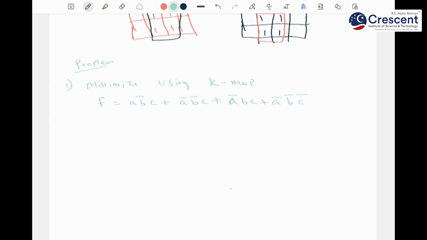Now from this equation, what is the first step? We have to find the number of variables used. So how many variables are used? Here you can clearly see all the terms have only a, b, c. So it is a 3 variable K-map. So step 1, we have identified that 3 variables are used.